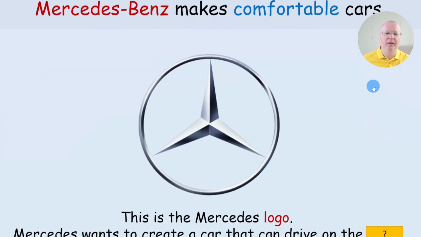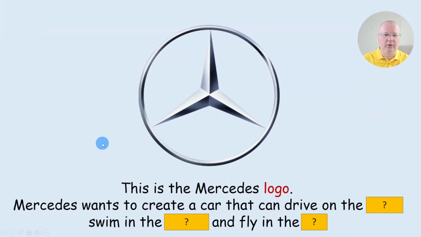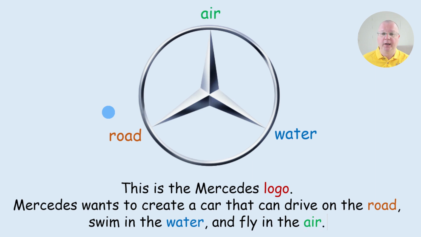All right, and then here we'll learn about the Mercedes logo. So here you can ask, first of all, you say this is the Mercedes logo. It's a pointed star, 3-pointed star. And you can tell them that Mercedes wants to create a car that can drive on the road, in the water, and fly in the air.